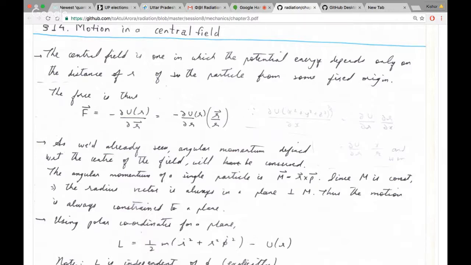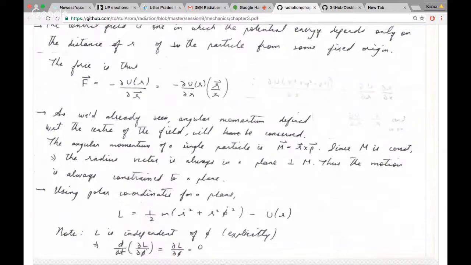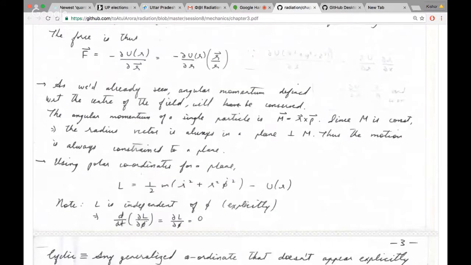So the motion is always constrained to a plane. Using polar coordinates, we can write L equal to half m (r dot squared plus r squared phi dot squared) minus U of r. Now, L is independent of phi explicitly. So you take one coordinate away.